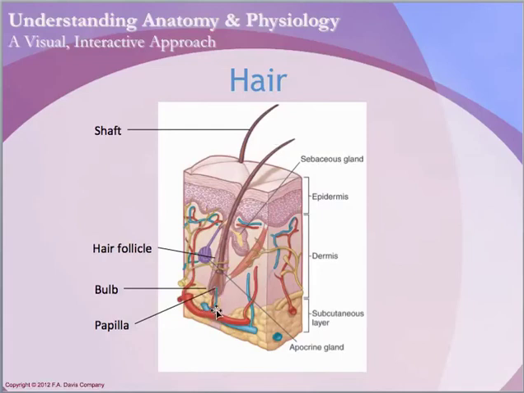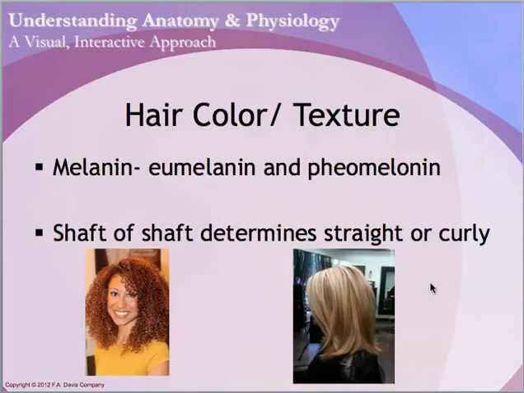So you can see the vein and the artery here coming in, and that's what's bringing nutrients to the hair follicle and hair bulb. Hair color and texture. Some of us might think, well, geez, why is it different for some and not others? It really depends on the type of melanin. So we have eumelanin and pheomelanin, and it's just part of genetics.